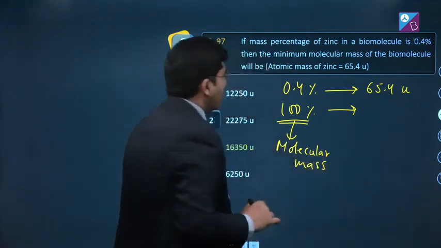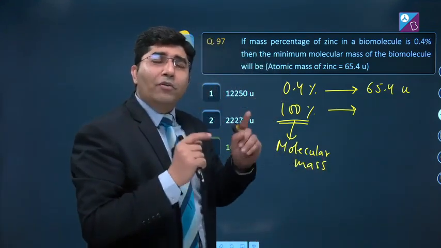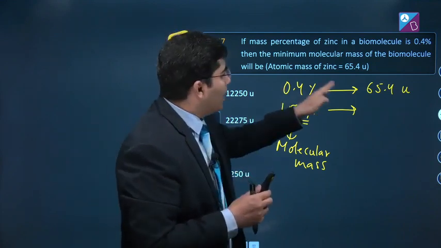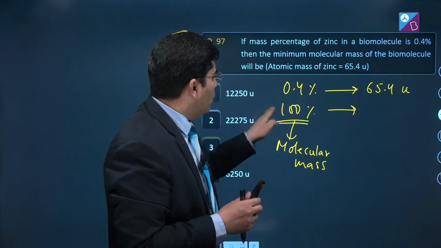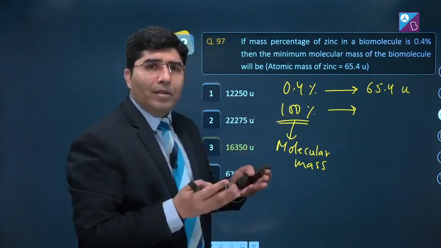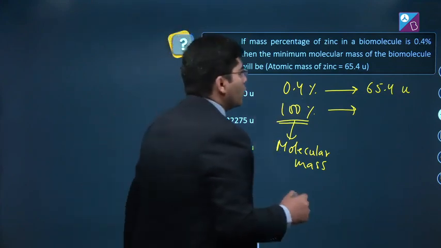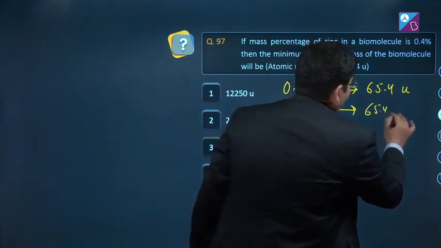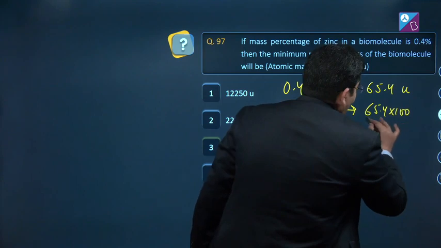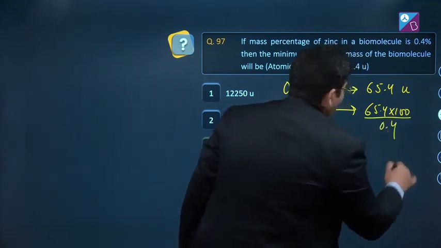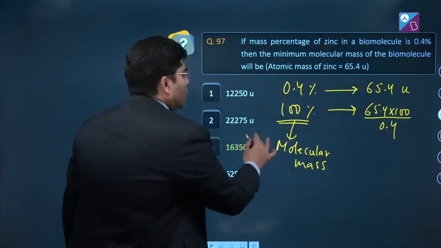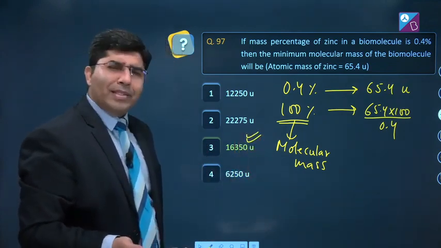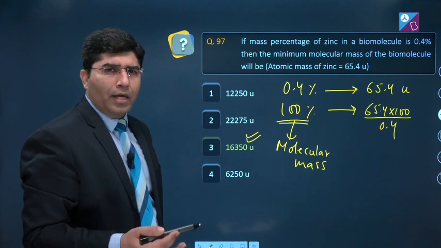तो क्या होगा, 0.4 किसका परसेंट है, वो मॉलिक्यूल का ही ना, तो 0.4 करस्पॉन्ड करेगा किसको, 65.4 को। तो 100% निकाल लेते हैं तो मॉलिक्यूलर मास आ जाएगा उस पर्टिकुलर मॉलिक्यूल का। तो दैट विल बी इक्वल टू 65.4 multiplied by 100 divided by 0.4, and when you will solve it, the answer will be option number 3. सिंपल सा है और कुछ नहीं करना है, right?